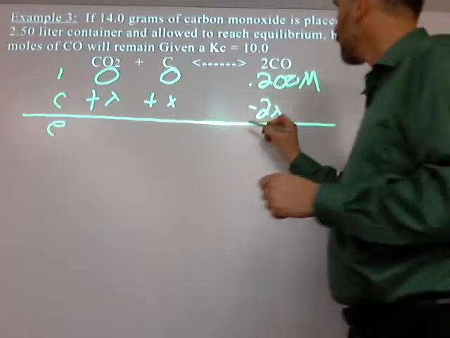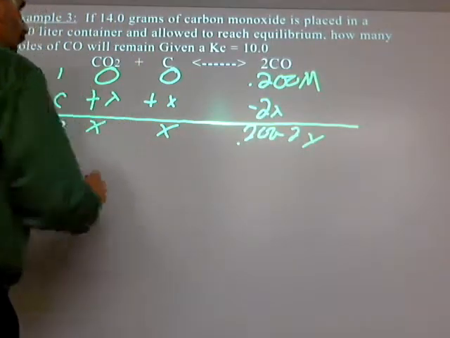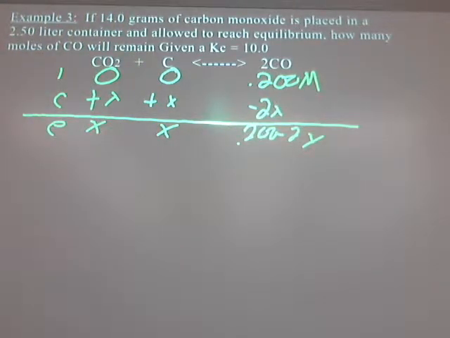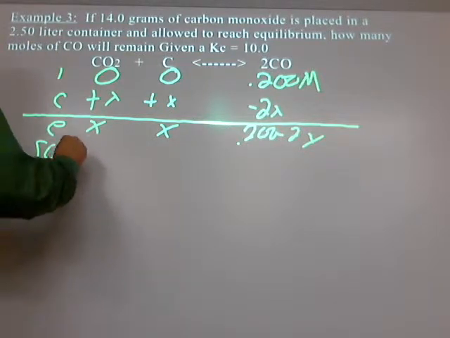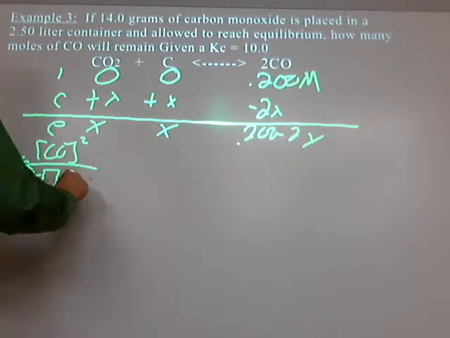Now let's finish this one up just as a review of what to do for the rest of these problems. I've got 0.200 minus 2x, x, and x at equilibrium. Everybody agree with that? And then I write my equation. If you want to get full credit, here's what I want for the work. Kc equals products over reactants. CO squared over CO2 times C.